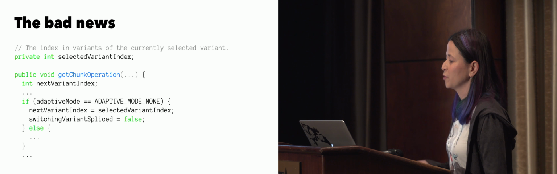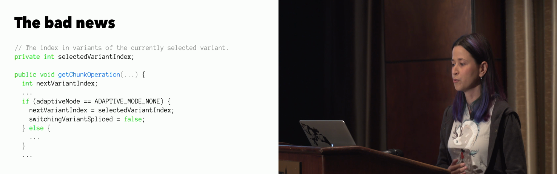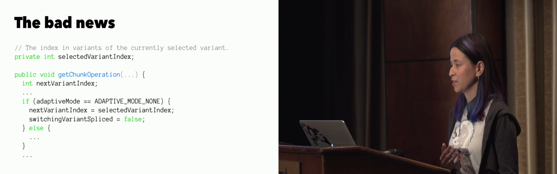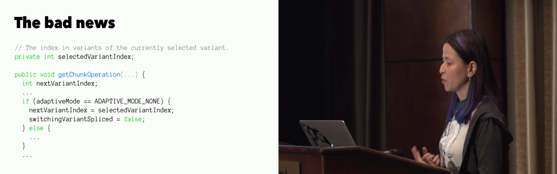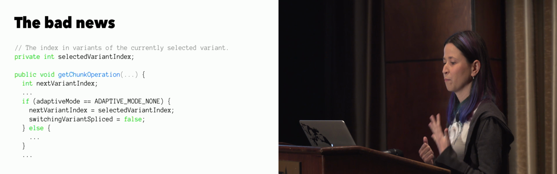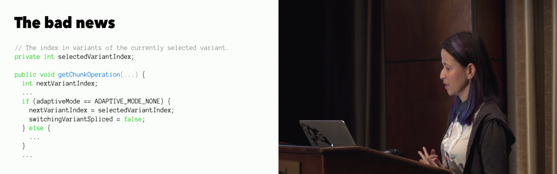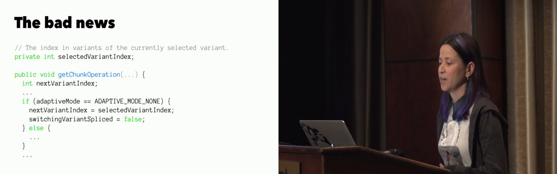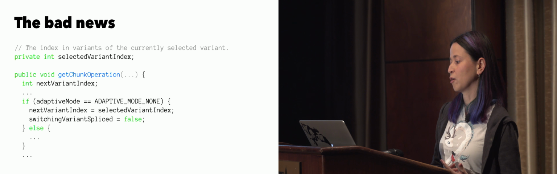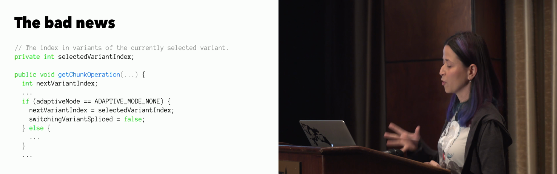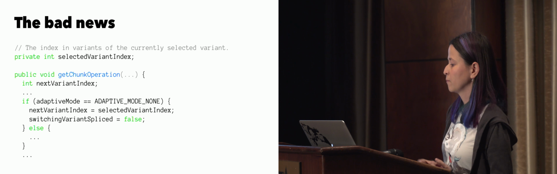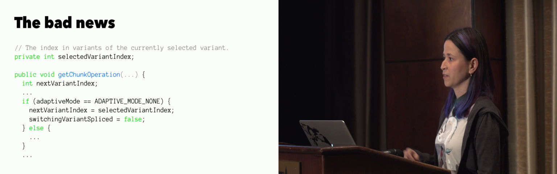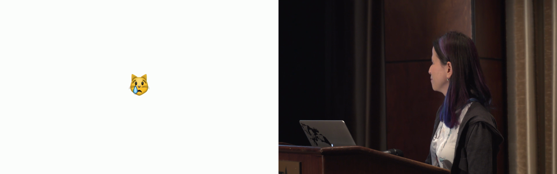But we also need to be able to tell it which quality to choose to begin with. It starts with a default value, but what about manually changing it? And that, unfortunately, involves manually setting this private int selected variable index, which is a private field that is used throughout this class, and particularly in this method, getChunk operation, which performs the bulk of the work in this class. And that means that we needed to create our own instance of this class to add this functionality. And that was sad.